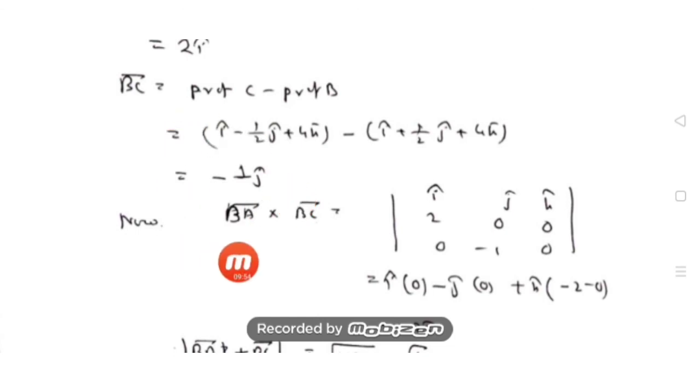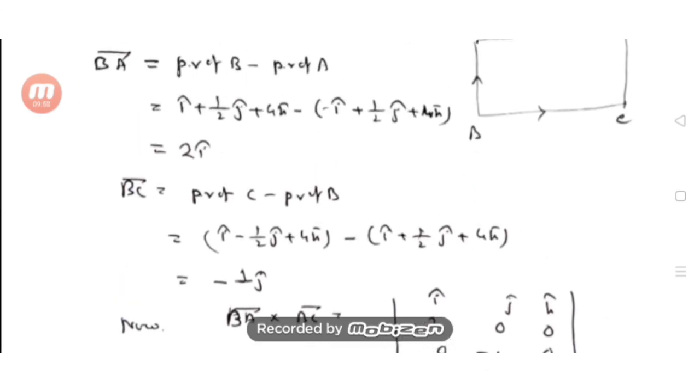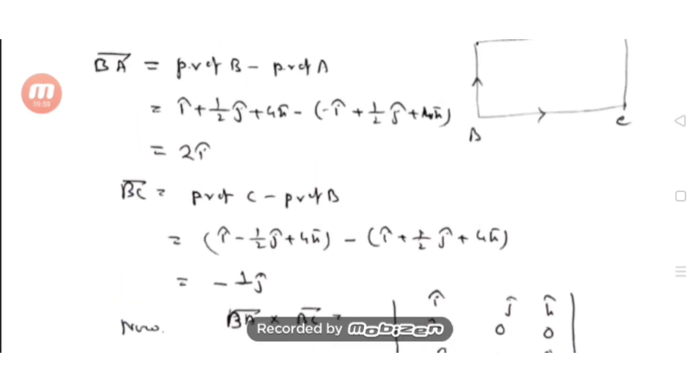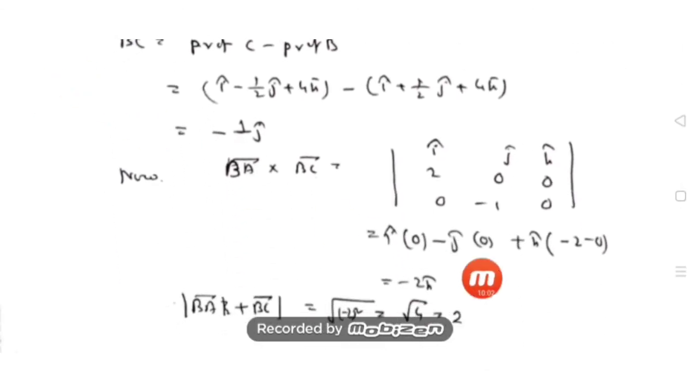Then I just want to get the cross product BA cross BC, with i cap, j cap, k cap. Here only i cap is there in BA, but there is no j cap and k cap, so their components will be 0. So 2, 0, 0 here. For BC, j cap is there, so 0, minus 1, 1, and doing the calculation we get minus 2 k cap. Therefore magnitude of BA cross BC is minus 2 k cap, magnitude 2.